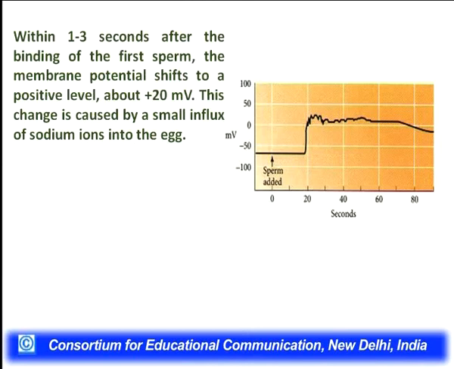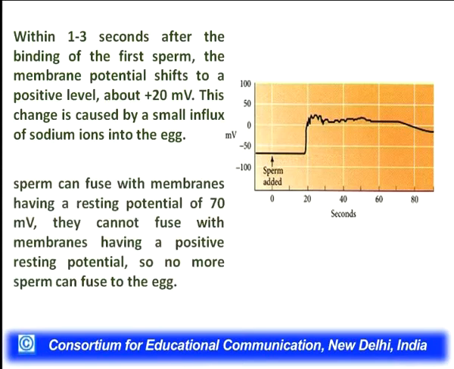Now, within 1 to 3 seconds after the binding of the first sperm, the membrane potential shifts to a positive level, about plus 20 millivolts. This change is caused by a small influx of sodium ions into the egg. So, as soon as one sperm binds the egg, the change in permeability towards the sodium ions takes place, and this sodium influx leads to a change in the electrical gradient from minus 70 millivolts to plus 20 millivolts. This is a fast block, because it is happening within 1 to 3 seconds.